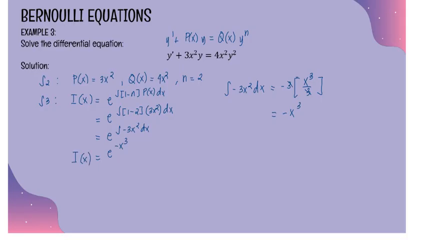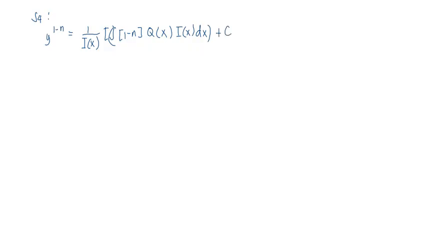Now, since we have the integrating factor, we could now calculate the solution of the differential equation using the formula. So again, the formula is y raised to 1 minus n is equal to 1 over I of x times the integral of 1 minus n q of x times I of x dx, the quantity of that plus c. And then what is our n again?